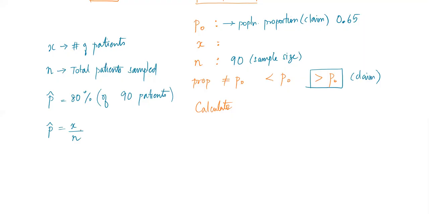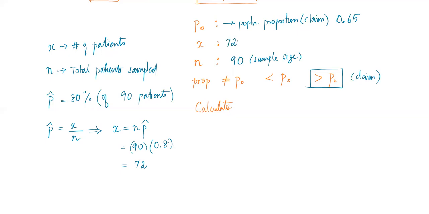They didn't give us X explicitly, but they did give us P hat. If you rearrange these terms, X equals N times P hat. N is 90 and P hat is 80%, so 0.8. Multiplying, 0.8 times 90 is 72, since 9 times 8 is 72. That is what you bring back and write as X, 72.